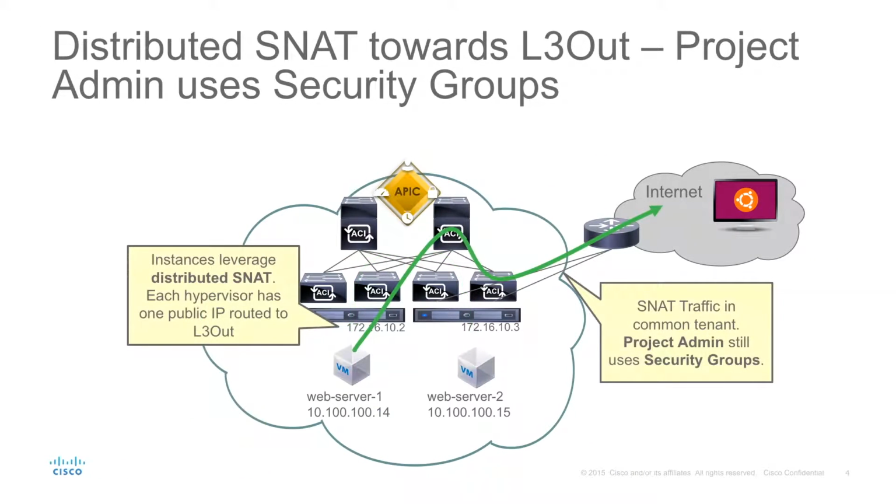How do we handle external connectivity? What happens if these instances want to connect to an external source, to external traffic? For this, we will leverage two concepts. We will leverage the L3 out interfaces that will enable you to connect the tenants through the common tenant to a shared L3 out that connects to an external router. And we will leverage source NAT that will be distributed to the hypervisors. Each hypervisor will be assigned an IP address that will be used to NAT the traffic of all the instances running on a particular hypervisor towards that external router. The security is still provided by using security groups defined by the OpenStack project administrator.